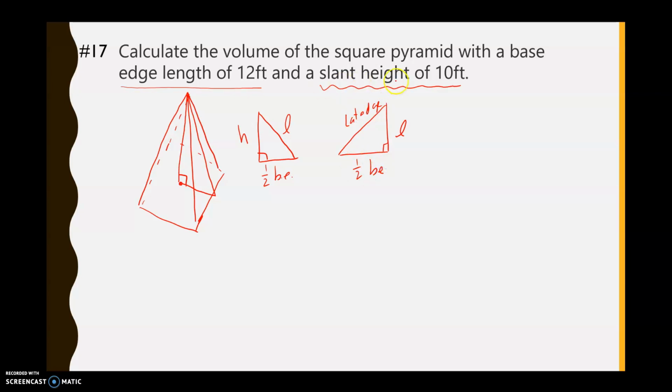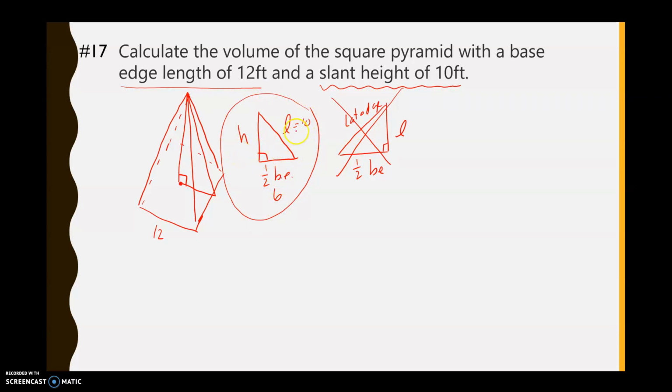But they're telling us that we have a slant height of 10 and a base edge of 12, which means half of that is going to be 6, because it's 12 all the way around, so it's going to be 6. So really, we don't even need this. And I have a feeling some of you guys are using this slant height and putting it here. But we don't even need the second triangle at all. We can just use this triangle because I have 2 sides. I just need to figure out the height.